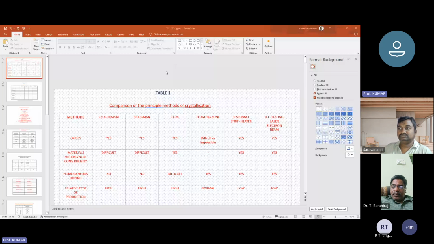And as I said, the primary and secondary flats are identified. The orientation of the primary flat is very important. Similarly, the secondary flat is important for dicing the devices. The primary flat is important for alignment inside a mask where you put lithographic device patterns. So slicing is done after surface orientation. The edges are ground with respect to small variations in the diameter. And then lapping is done.